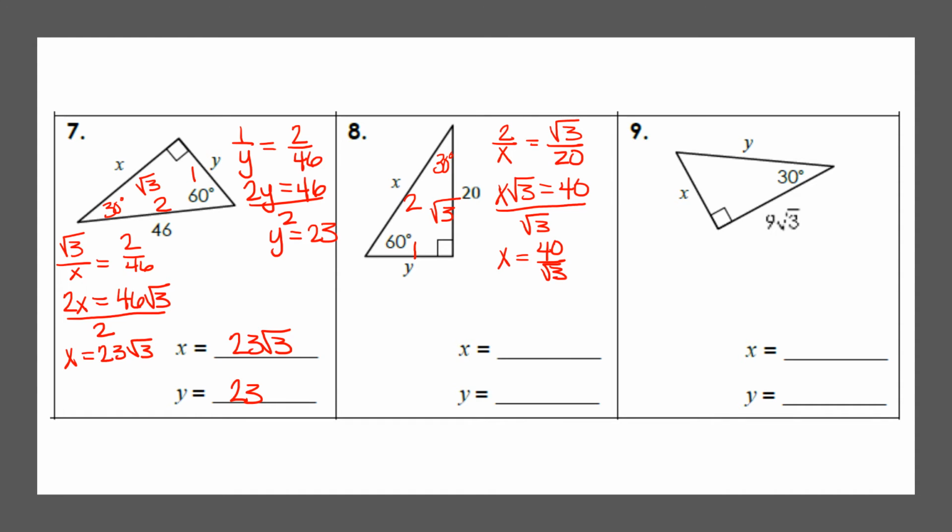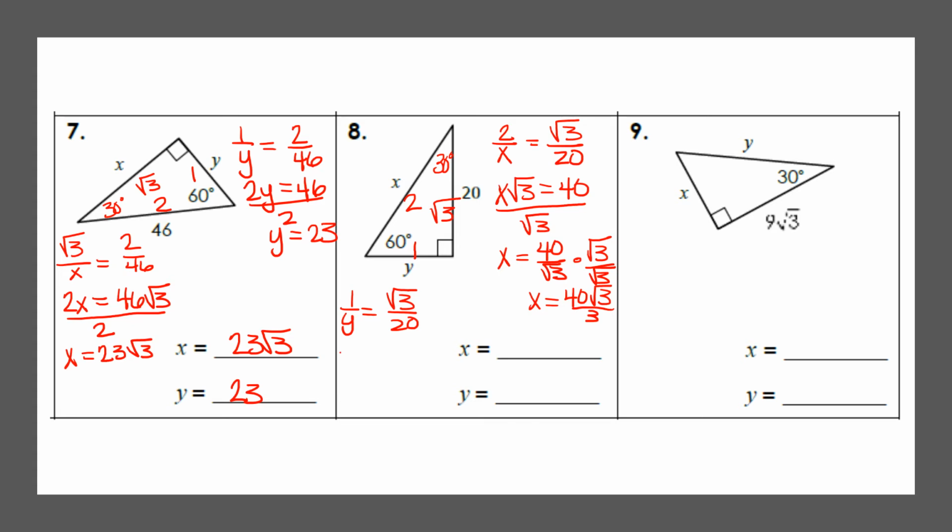I can't leave a radical in the bottom, so I'm going to multiply by square root of 3 over square root of 3. I get that x is 40 radical 3 divided by 3. To find y, I'm going to do 1 over y equals radical 3 over 20.